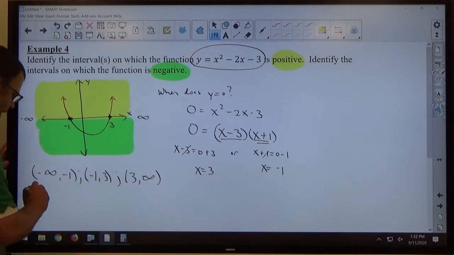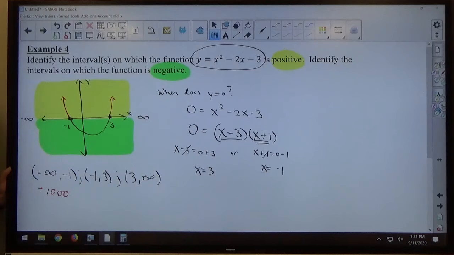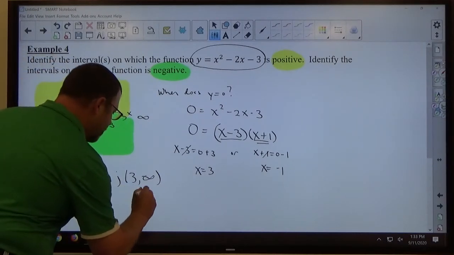-1,000. I would have gone with -2, but -1,000 will work. It doesn't matter what number you pick. Any number that fits in the range will be fine. Jerica, pick a number between -1 and 3. 1. Perfect. Dominic, pick a number between 3 and infinity. 5. Perfect.